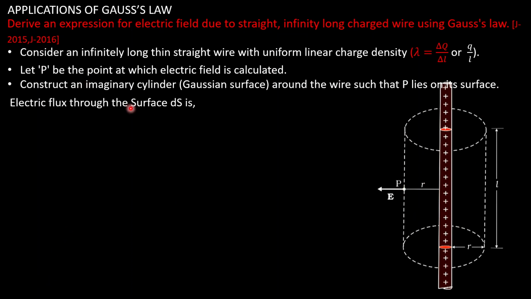Now we need to know some formula here, that is, electric flux. By definition, electric flux is, for a given surface, suppose we have a point P here and a small surface like this, how many field lines are moving through this surface. All the electric field is represented by electric field lines, and they always emerge out from the positive charge.